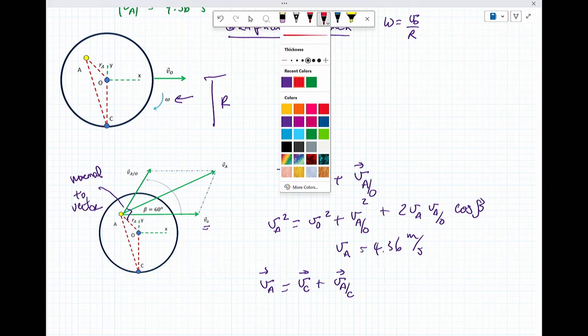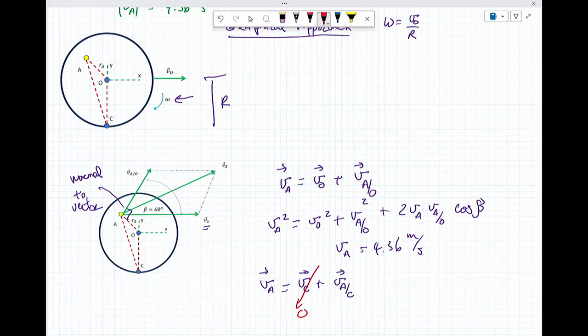I can say right away, because this is rolling without slip, in kinematics in chapter 5, we tell you what's happening. In chapter 6, you worry about what's happening. But VA equals VA with respect to C. And then it's a rotation.